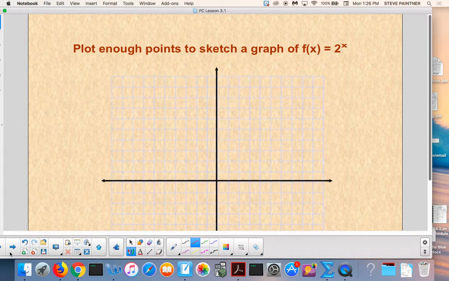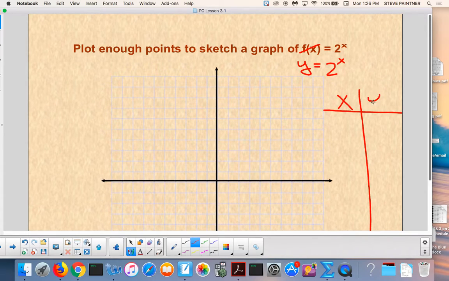Okay. All right, here you go. Let's do a little bit of graphing. Would you please graph enough points to sketch y equals 2 to the x. Pick enough x values that get you a good picture.